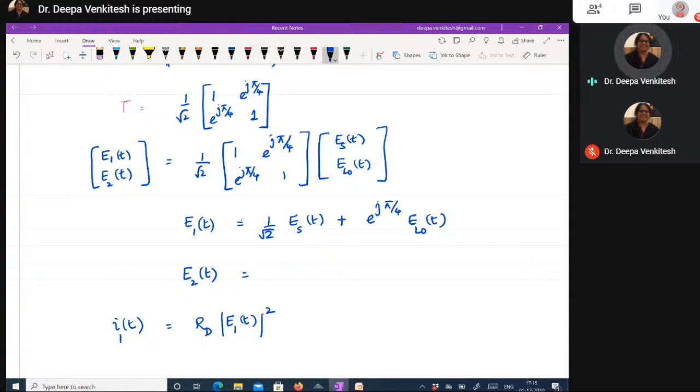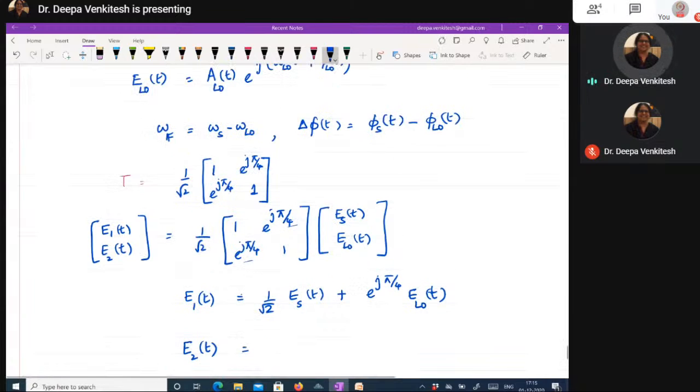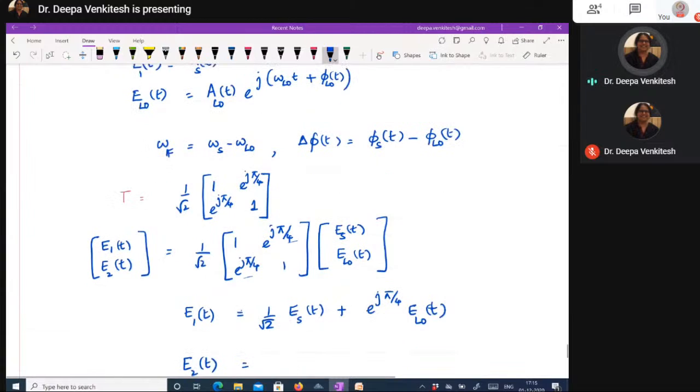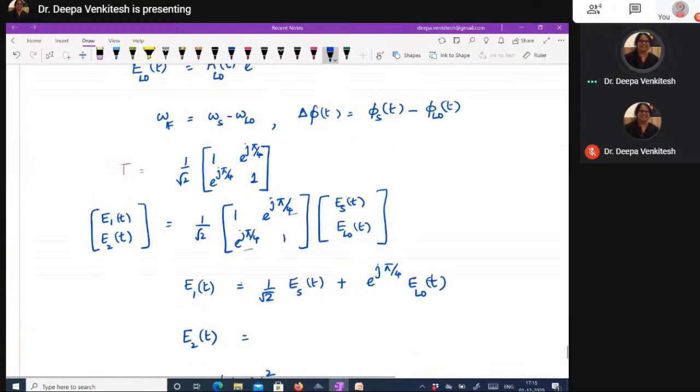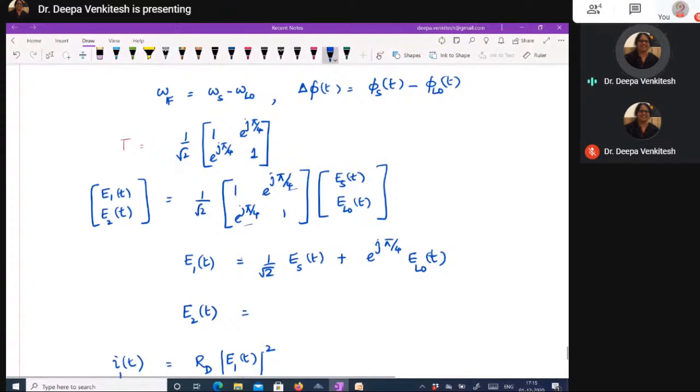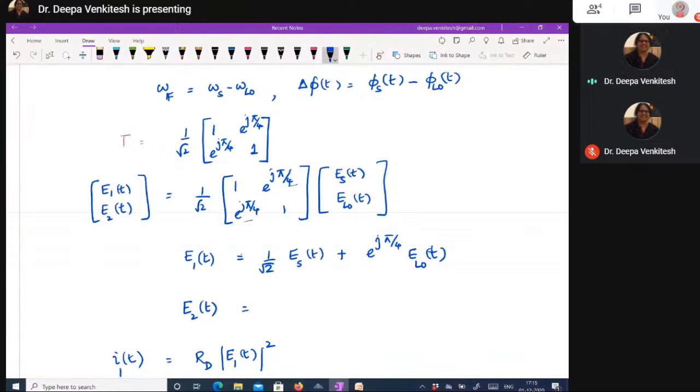You see the 90-degree hybrid built is already here. There is a pi by 4 phase shift here and a pi by 4 phase shift here, which means that for the output, let's write out E2(t). This is 1 by root 2 times e^(j pi/4) E_s(t) plus E_LO(t).